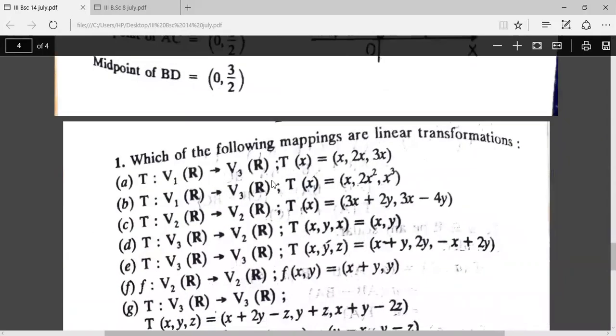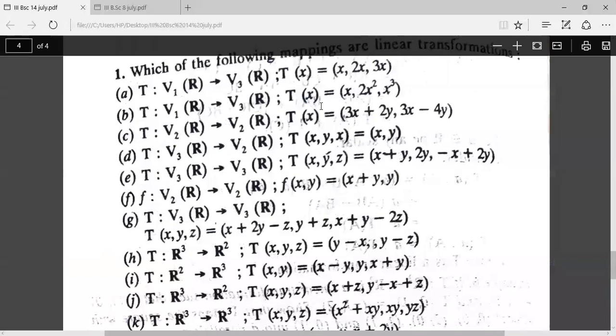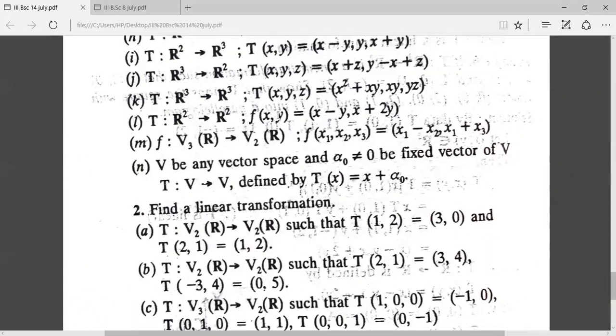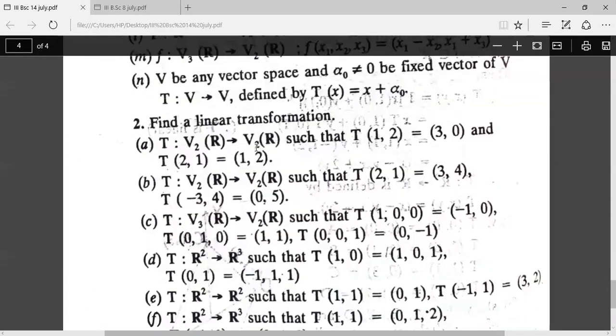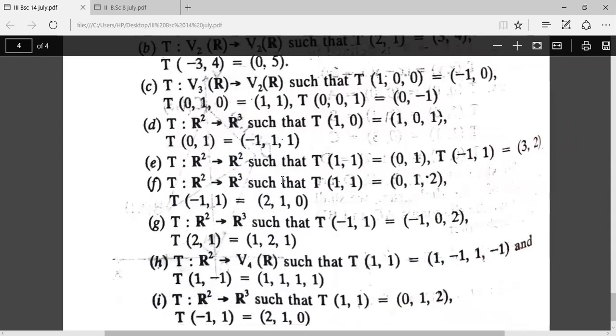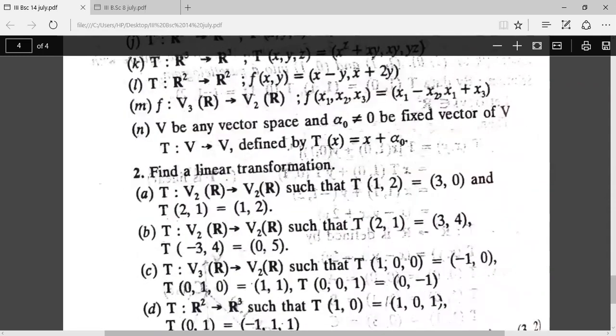Next, I shall give you many problems pertaining to that. Which of the following maps are linear transformations? I have given various problems here. First, you have to check whether they are linear transformations, that is, whether the two conditions of linear transformation hold. The second part is to find a linear transformation like this. I worked many problems on this. You go through this and work these problems.